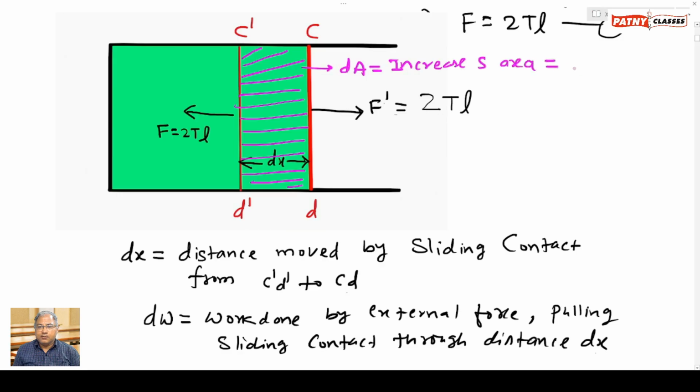So that is equal to, for one side, the area dA equals L into dx, length into breadth. The length of CD is L, and the area swept dA equals L dx. For both sides, it is 2L dx. So this is the total change in the surface area of the film because we are pulling it. So the increase in surface area is 2L dx equals dA.